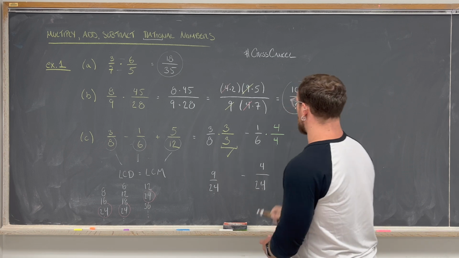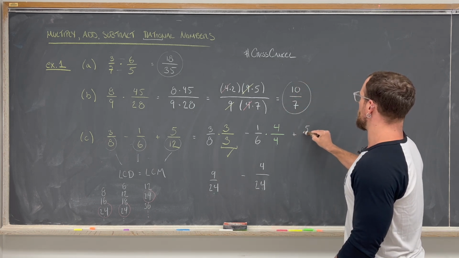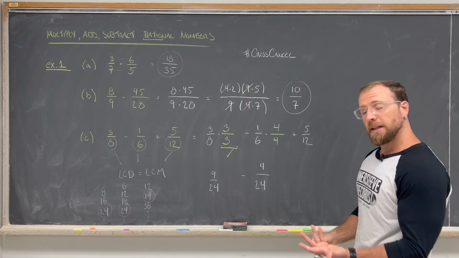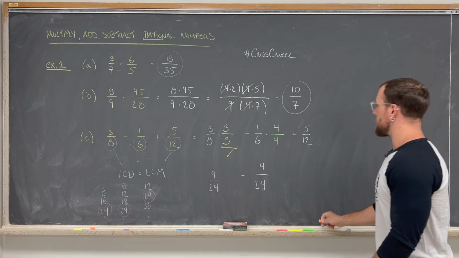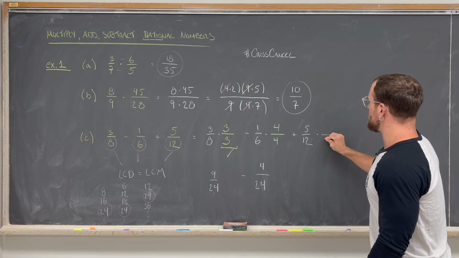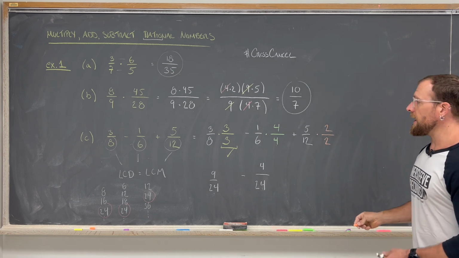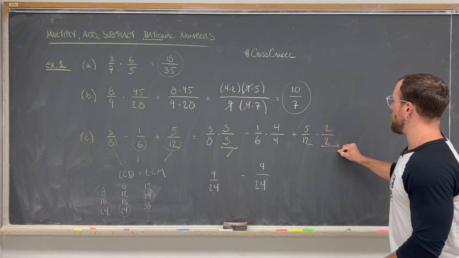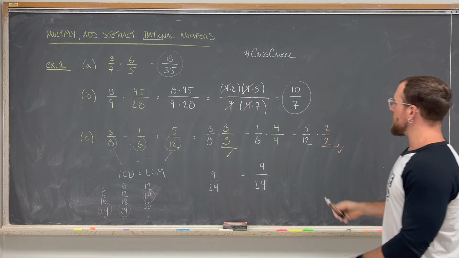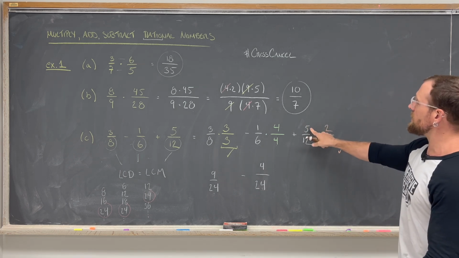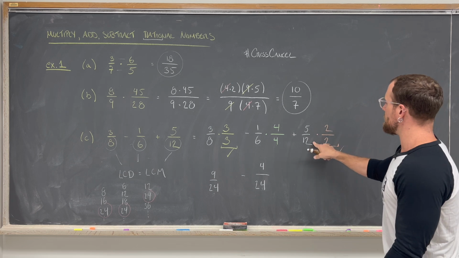And lastly, I've got a plus 5/12, and I want to turn that denominator into 24 also, which means I need to double that denominator. As long as I double the numerator, that's fine. This is still the fraction 1. That's not going to change the value of this fraction, but it's going to look different. Now it's 10 divided by 24.